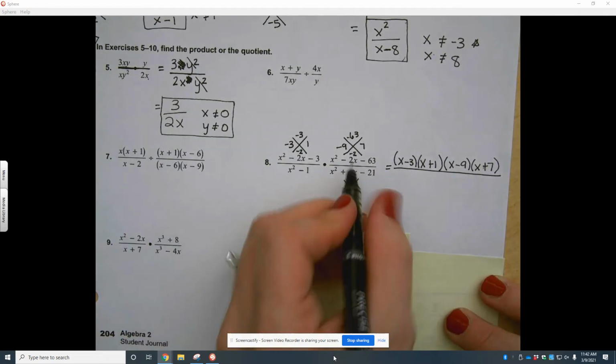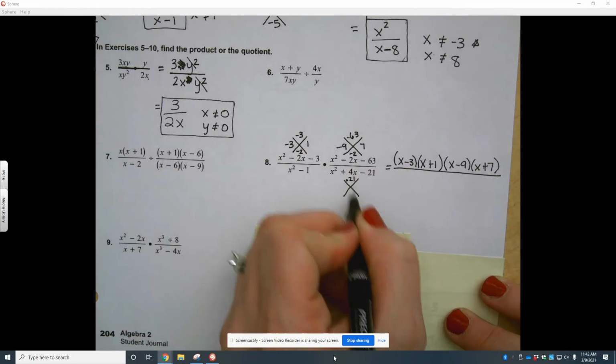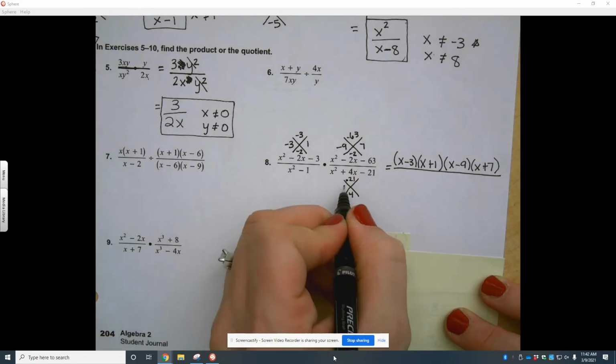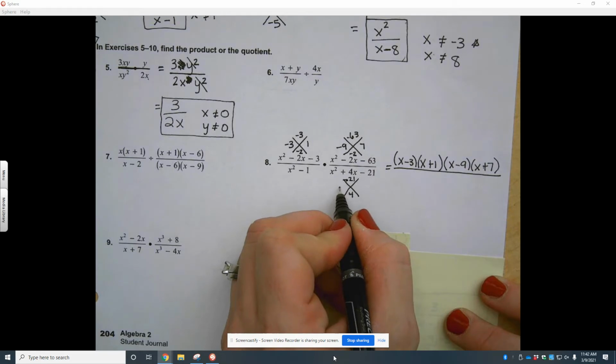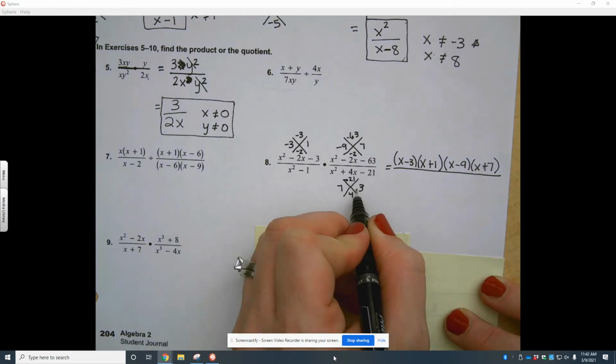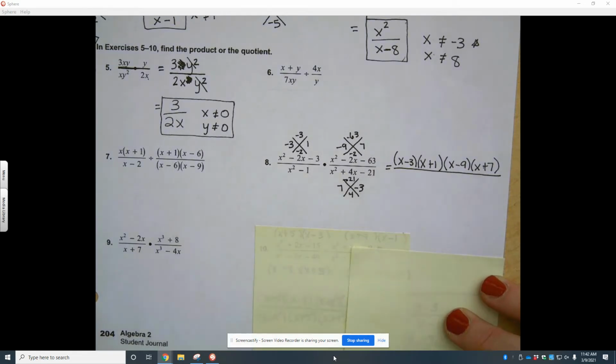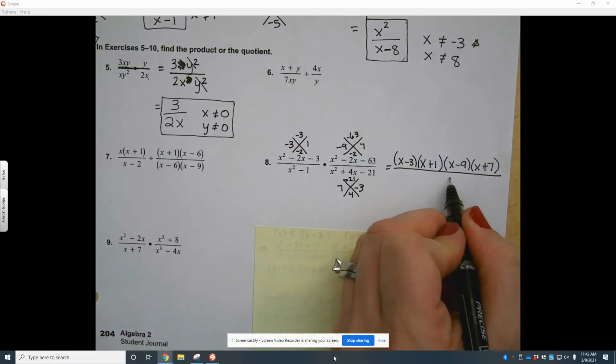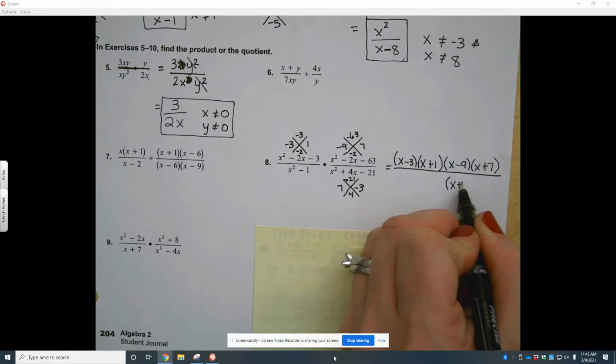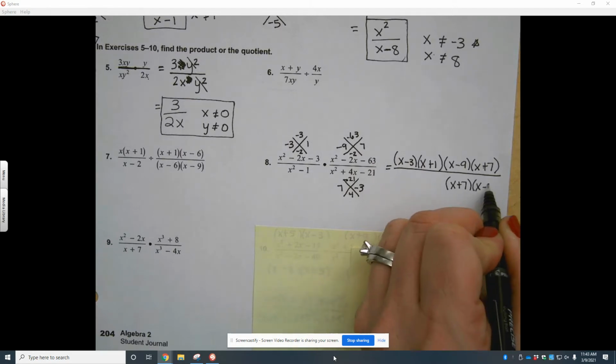All right, I'm going to move to the bottom, and I have -21 and 4, which is going to give me 7 and 3. The 7's bigger, so I want the 3 to be the negative. And that's going to be x plus 7 and x minus 3.